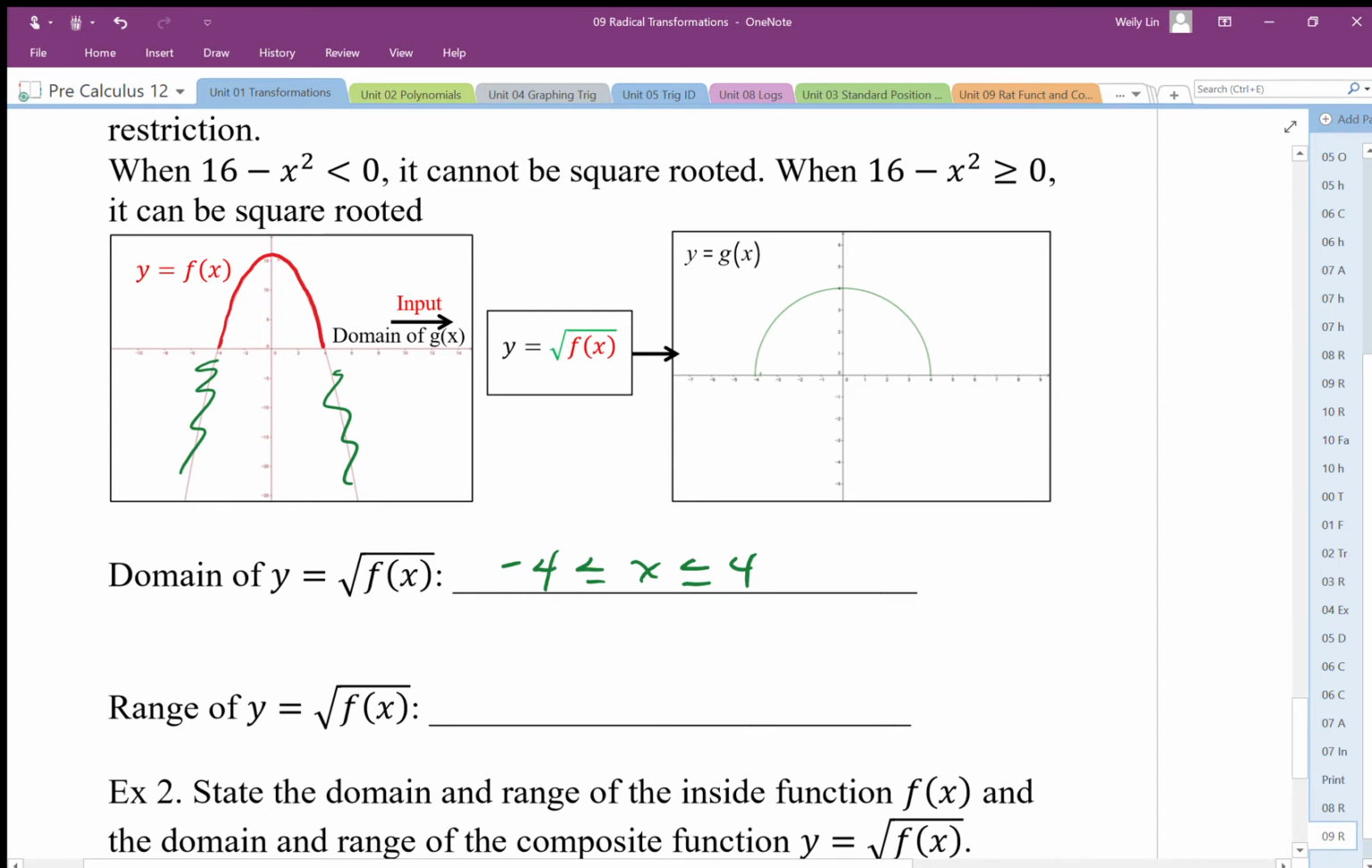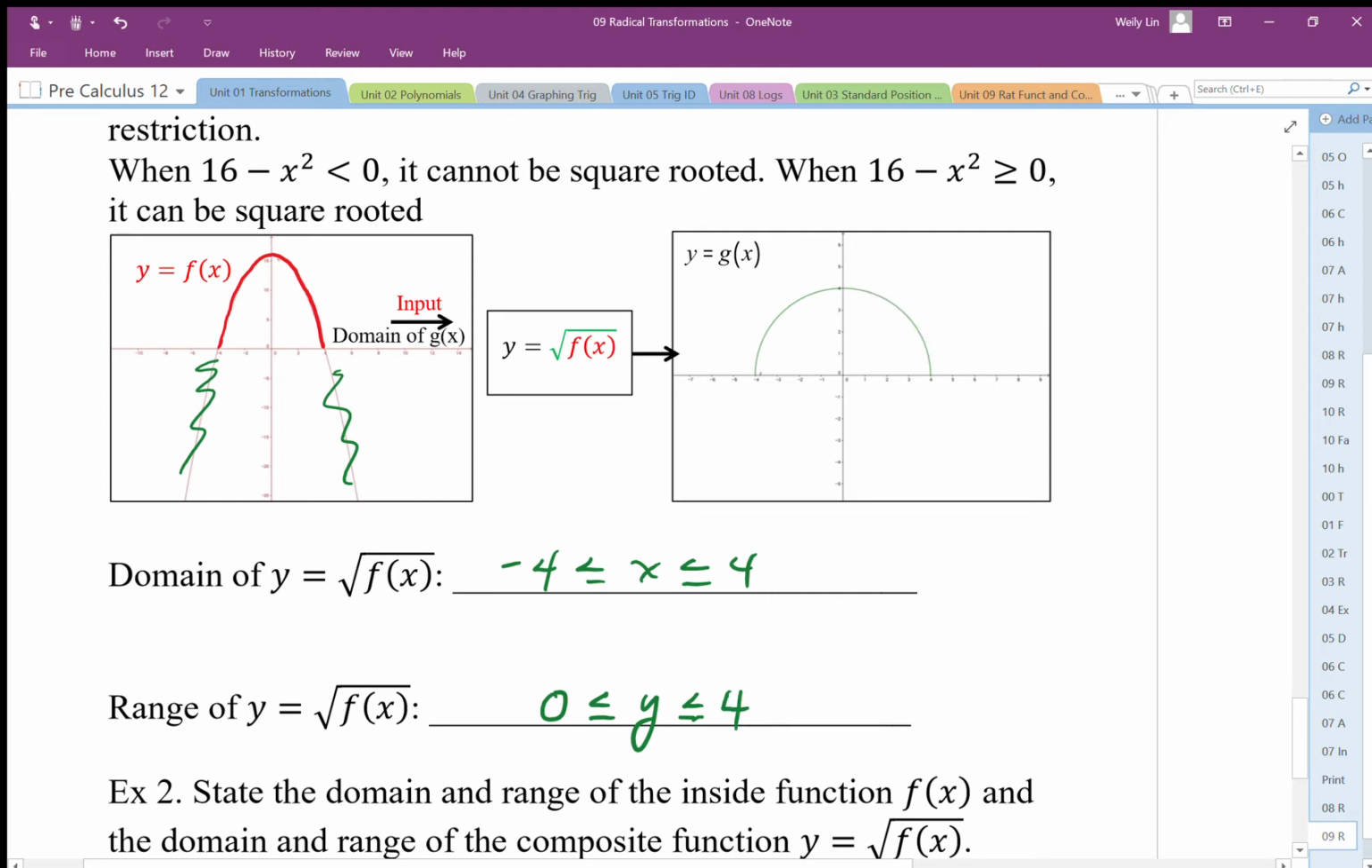And then the range of this function does change because we can only use the input values from 0 to 16. So our output function can only give us values from 0 to 4. Okay, and we can see that very clearly when we see this graph here.